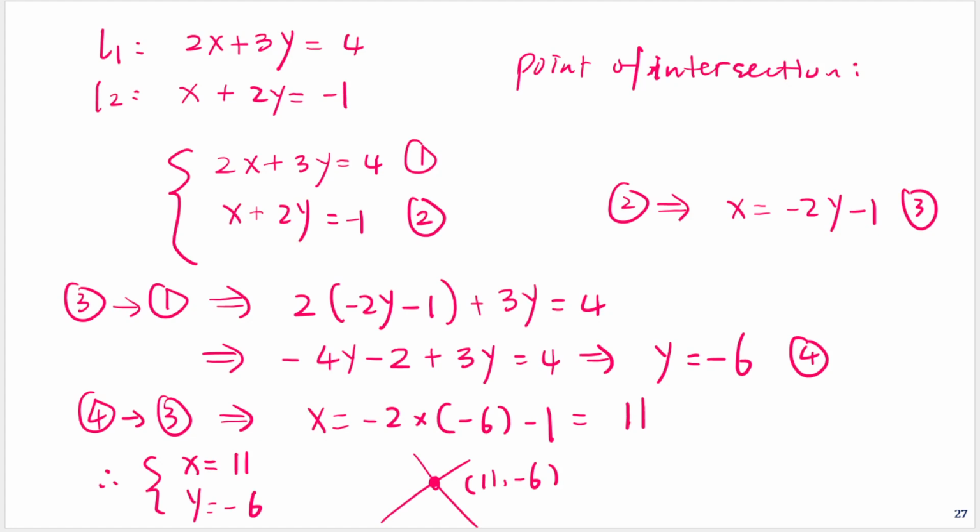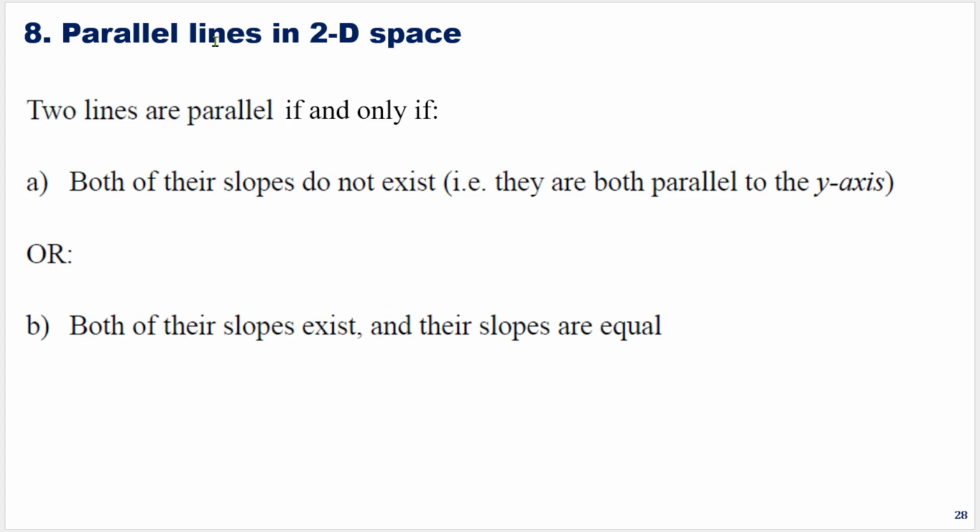Alright, good. If no questions, let's have a look at the last two topics. Parallel lines in 2D space. Sometimes in 2D space we could have two parallel lines, right? And actually two lines are parallel if and only if, first, both of their slopes do not exist. In that case, they are both parallel to the y-axis.